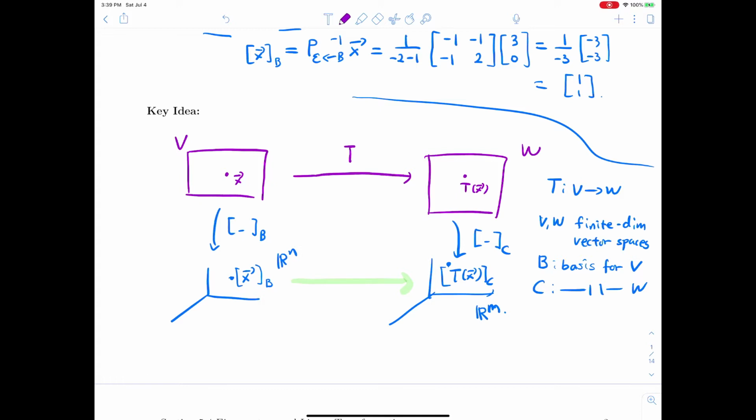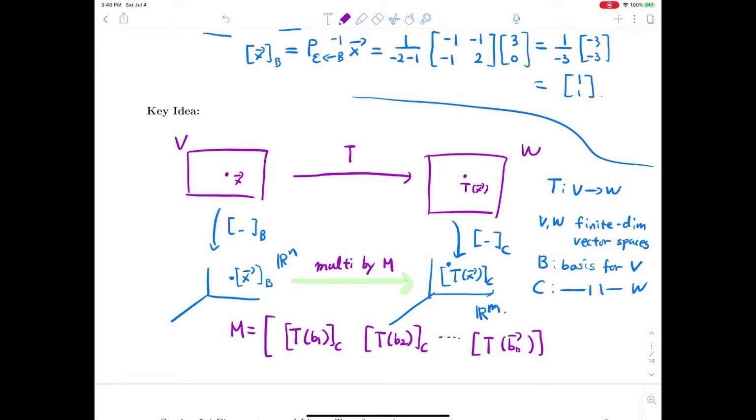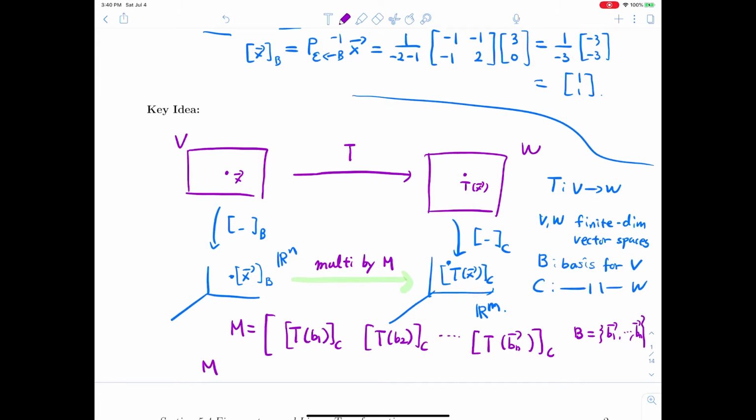We can accomplish that by multiplying by the matrix M, where M is given by [T(b1)] in C coordinates, [T(b2)] in C coordinates, and so on until [T(bn)] in C coordinates, where B is given by b1 through bn. We call this matrix M the matrix for T relative to the bases B and C. Intuitively, this M moves your vectors to W and changes the coordinates into C simultaneously.